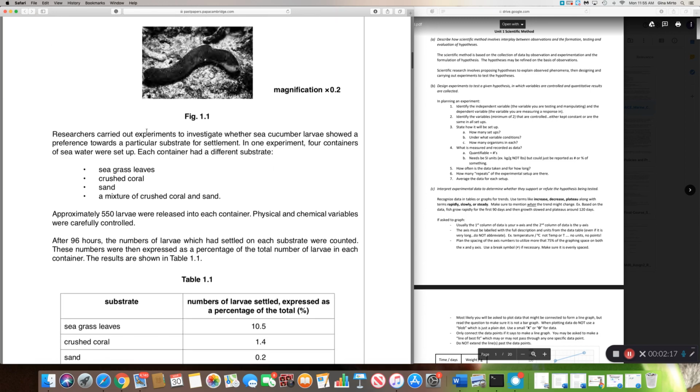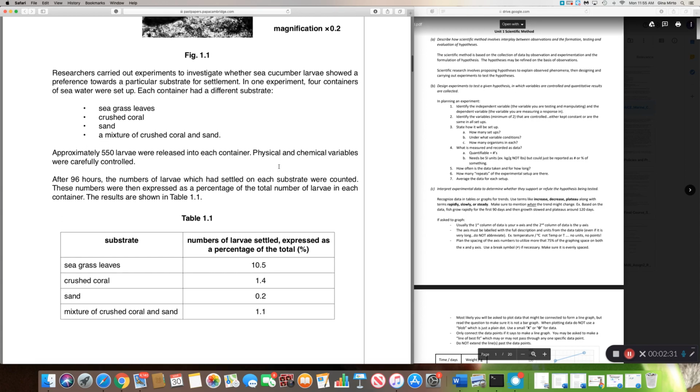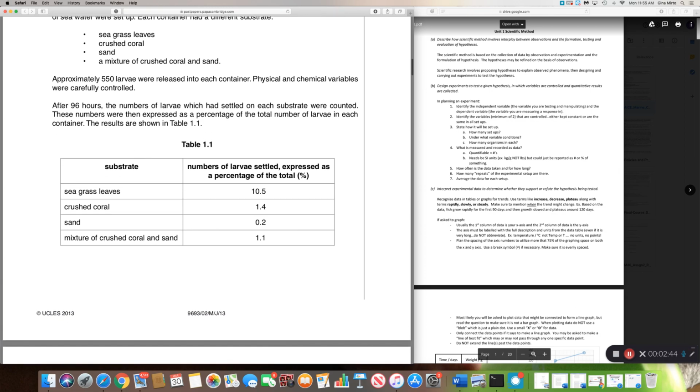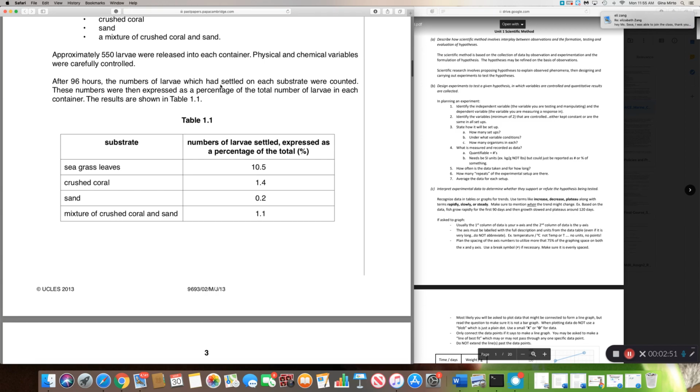Then they'll give you some information about what they did to maintain a credible study. So they carried out this experiment to investigate whether sea cucumber larvae showed a preference toward, so this is what they're looking at, right? Preference toward a suitable substrate. They set up chambers, all right? They showed you what they set up in each chamber, told you how many larvae they were releasing, said that they were keeping physical and chemical variables controlled, gave you the amount of time that they were going to let this experiment run. And then how they were going to collect the data.